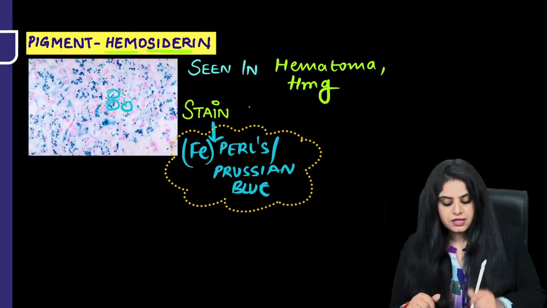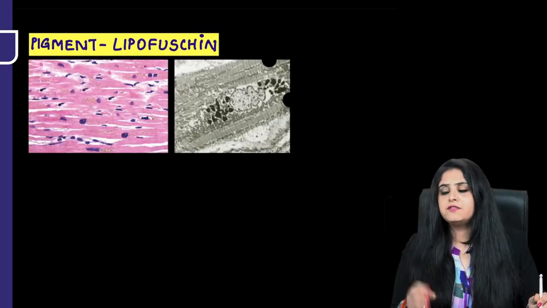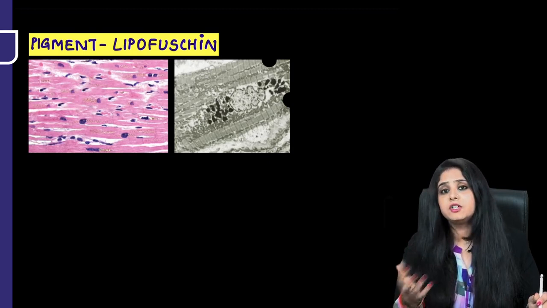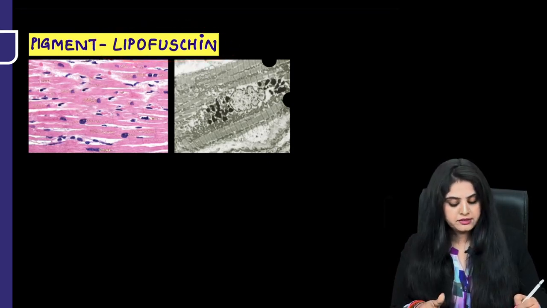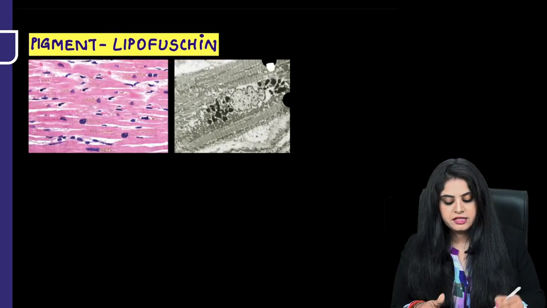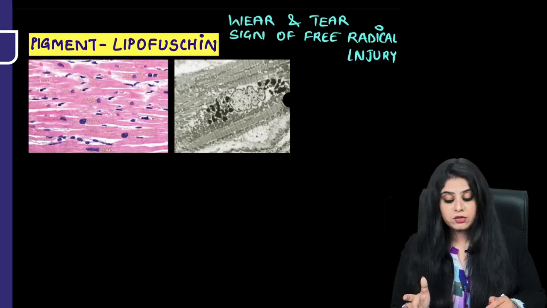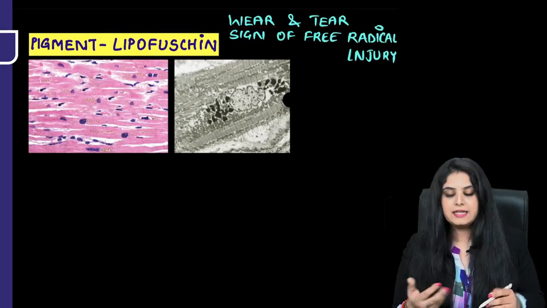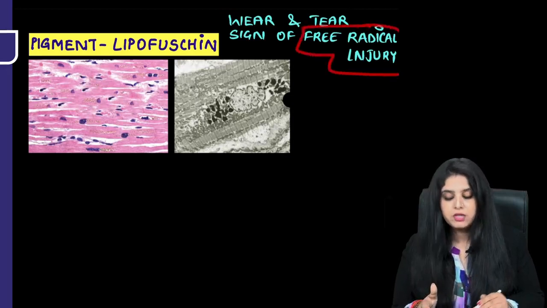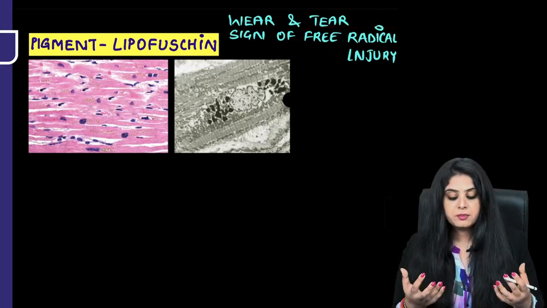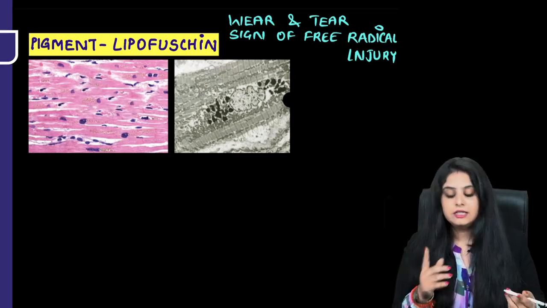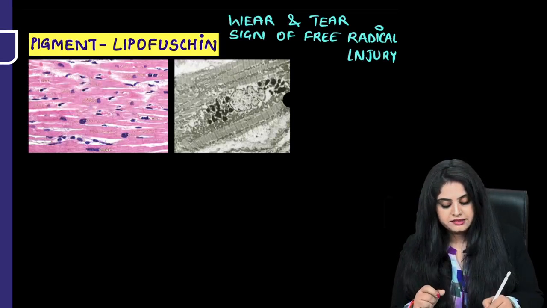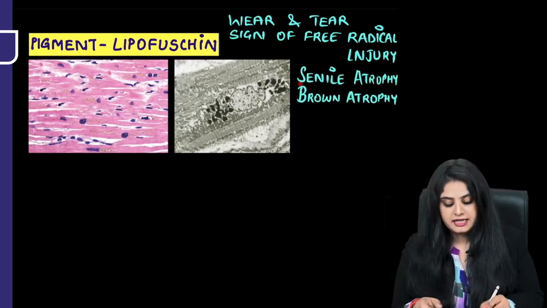Sorted? Moving on to the next one, examiner's favorite, FMG NEET INI CET, evergreen question, that is lipofuscin. So first and foremost, what are its other names? It is known as the very famous wear and tear pigment. As you get old, you have more and more wear and tear. As you get old, you have more and more free radical injury. So this is a pigment which is indicative of age, indicative of injury, indicative of wear and tear. It is the old age pigment. So I tend to call it the senile pigment. It is a senile atrophy.